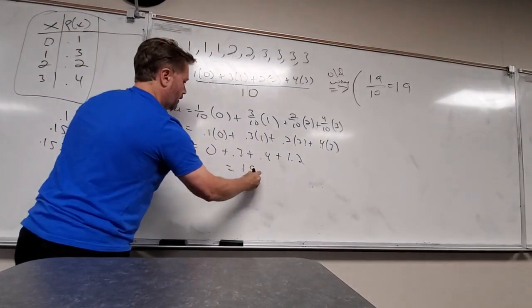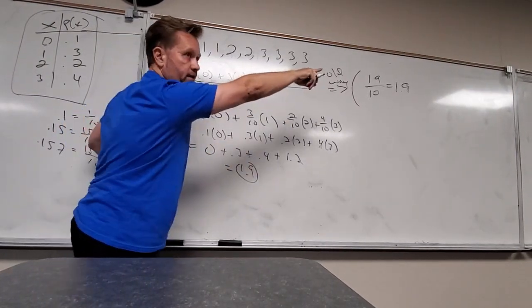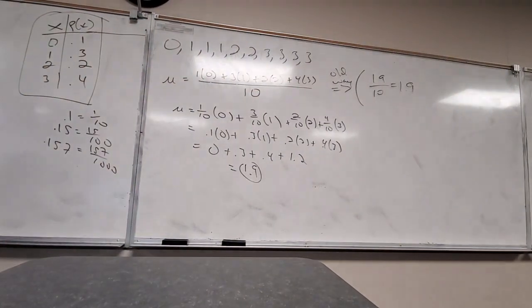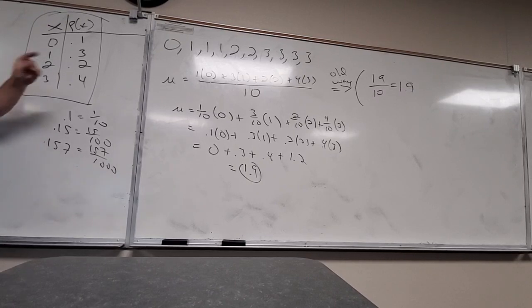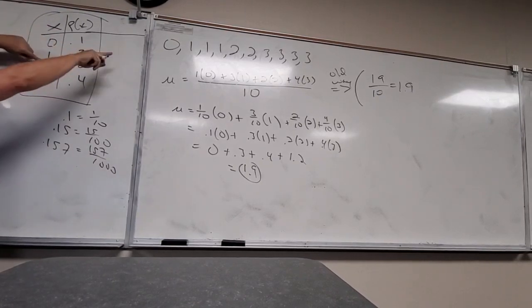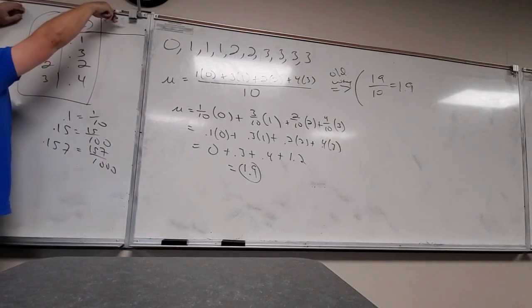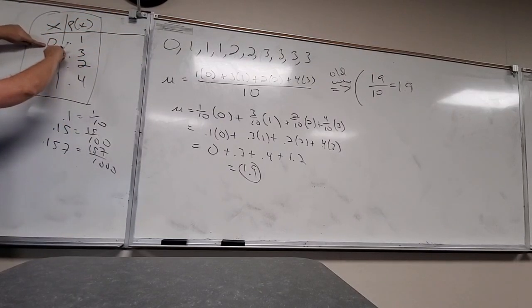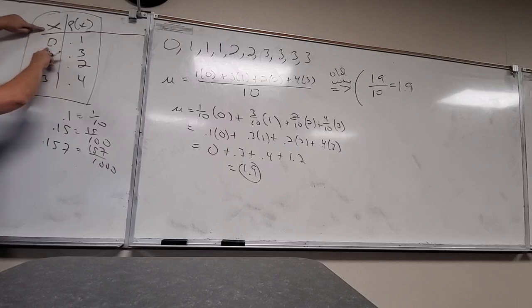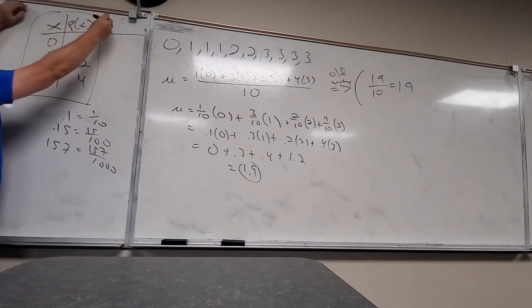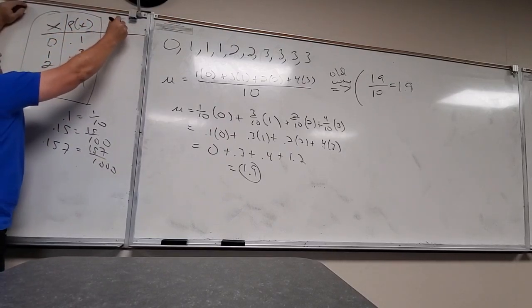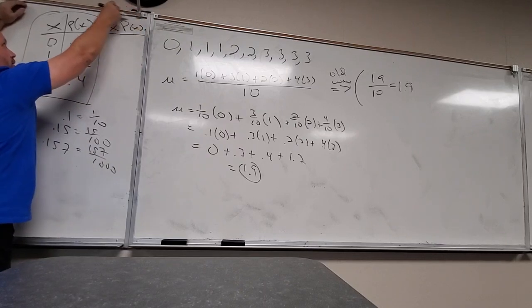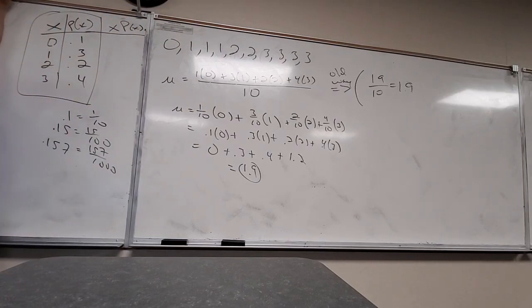1.9. It better be 1.9 because 1.9 is the answer, right? You guys with me? So in the table, I just have to multiply across. Can somebody tell me how to title this column? What are we doing exactly? What are these? X's. And we're multiplying, so what's this titled? X times P of X. Is that cool? Maybe?